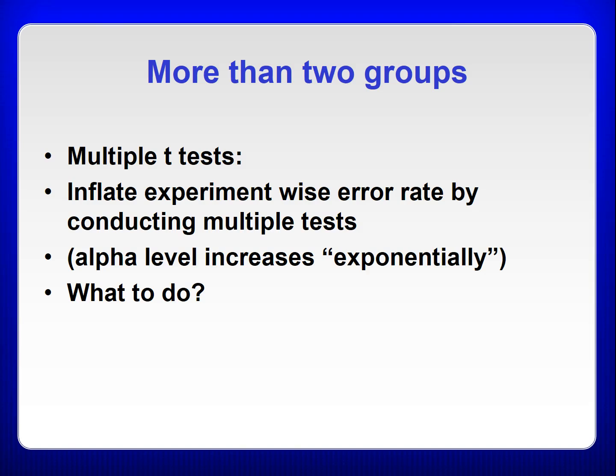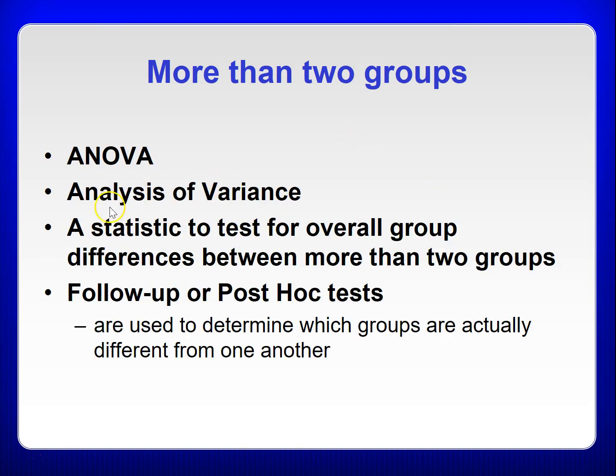Then, what should we do? We should run ANOVA. Simple ANOVA allows all 3 groups to be compared simultaneously, thus keeping alpha at the designated level of 0.05. ANOVA is analysis of variance. It is a statistic to test for overall group differences between more than 2 groups. It is an extension of the independent t-tests. In fact, t is just a special case of simple ANOVA in which there are only 2 groups. You can go to page 160 and do the example.